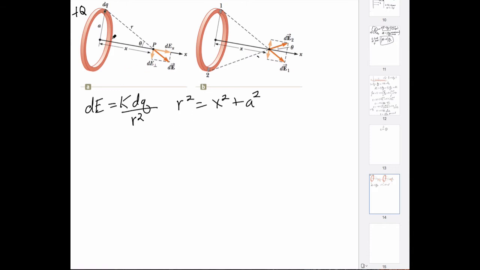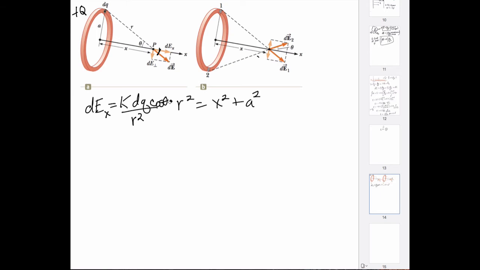Now, here's the other thing we're dealing with that I kind of didn't address right here, where all of the dE perpendiculars are canceling out. So the only thing we're going to be left with is dEx, right? So we need the x component. And since here's dE and here's dEx and here's theta and this guy is also theta, if I want to find this component, then I need to multiply this by the cosine of theta.